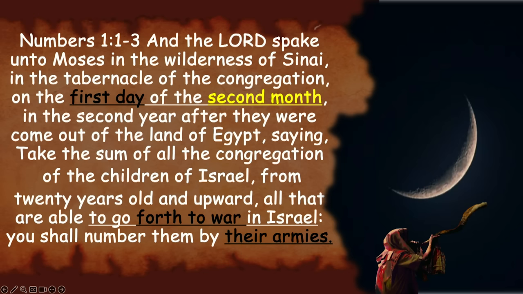And it says, oh, by the way, when's the second month? What month is the second month? That's exactly right. The second month is Iyar. And they're going to war in the second month. The second month is March on our calendar. The first day of the second month, in the second year after they had come out of Egypt, saying, take the sum of all the congregation of the children of Israel from 20 years old and upward, all that are able to go to war, and number them by their armies. Well, guess what? Iyar, are we supposed to know the times and seasons? Then we need to know what each Hebrew month means. What is Iyar known for? War. That's why the Bible, the very first day of the second month, they're saying get ready for war.